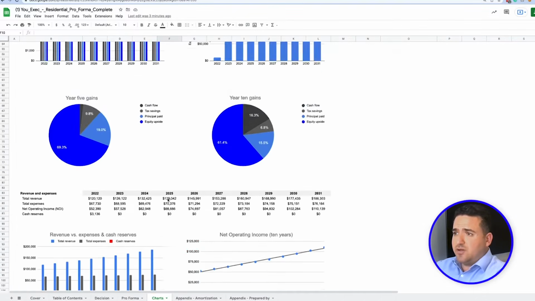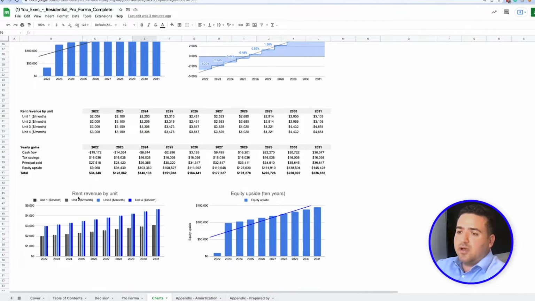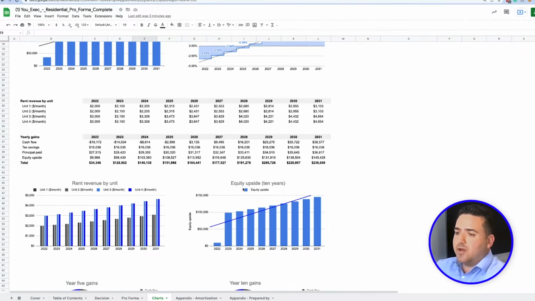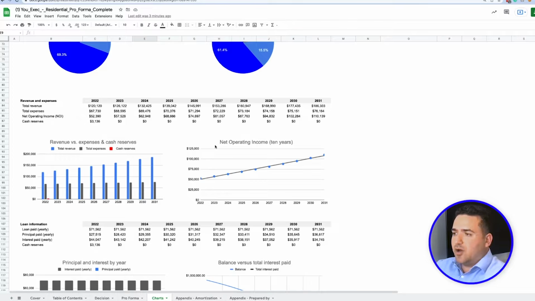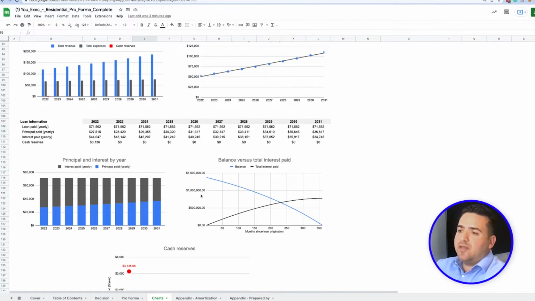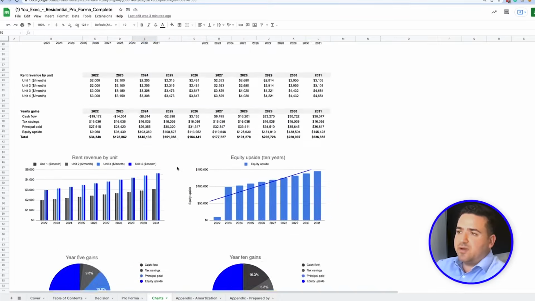The spreadsheet contains a chart sheet that will visualize your 10-year return on the real estate property. It will show you a rent revenue by unit, your equity upside, your 5-year and 10-year breakdown of your wealth gained. It will have your net operating income along with any graphs related to your loan, as well as any cash reserves that you might need.